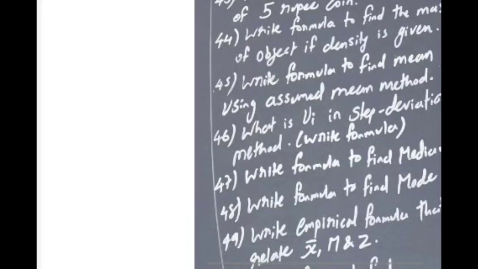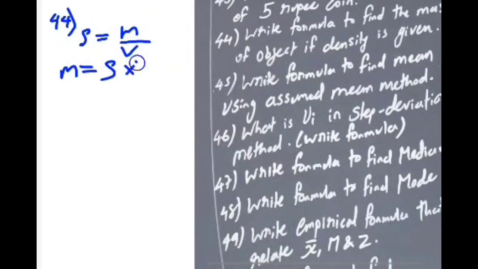Now next is write formula to find the mass of object if density is given. So questions like this can come in surface area and volume. Okay, so density will be equal to mass by volume. So mass will be equal to density into volume. Okay, so you have to calculate the volume first, or density will be given in the question. So accordingly you can find the mass.